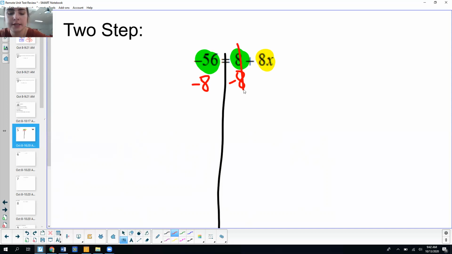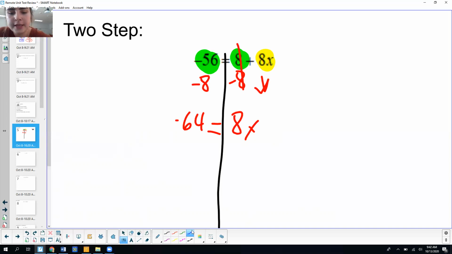Negative 56 minus 8. Make sure you're working on using your calculator. And remember, if you need to practice where that negative button is, it is right next to your decimal point. So negative 56 minus 8 equals negative 64. And then I'm going to bring down my 8x. Okay, now I've got all my constants on the left, all my variables on the right.